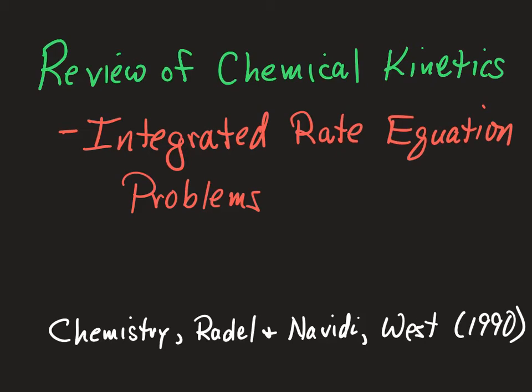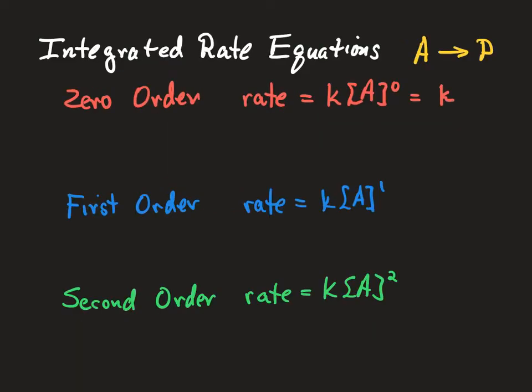Okay, so this is going to be more review of some problems in chemical kinetics, this time focusing on problems involving integrated rate equations. Again, I'm starting with some problems that I borrowed from a chemistry text, Chemistry by Riddell and Navidi from West Publishing, published in 1990, a book that I had on my bookshelf. So let's look at some problems.